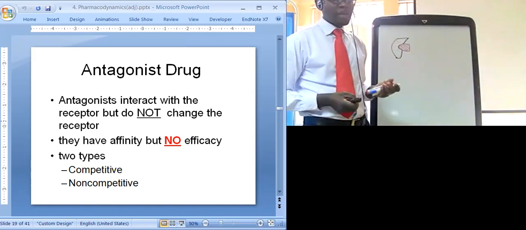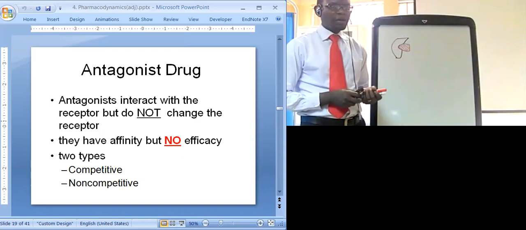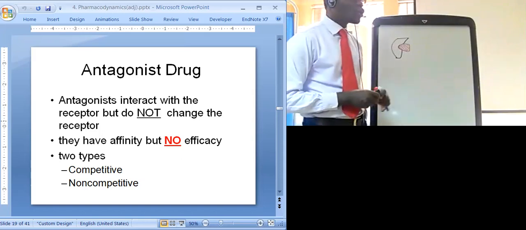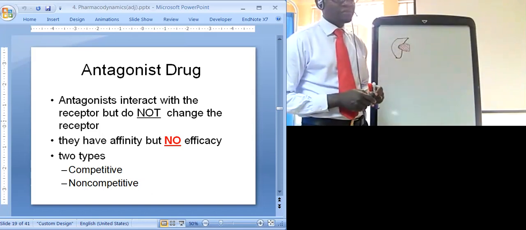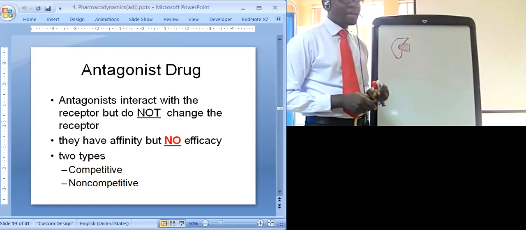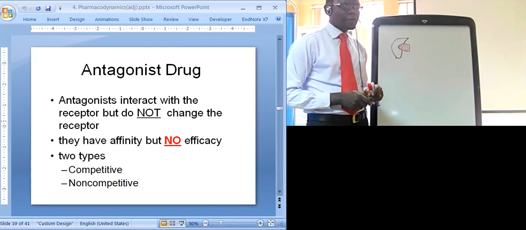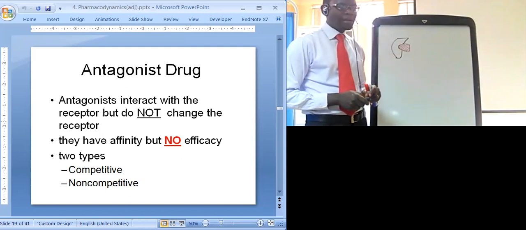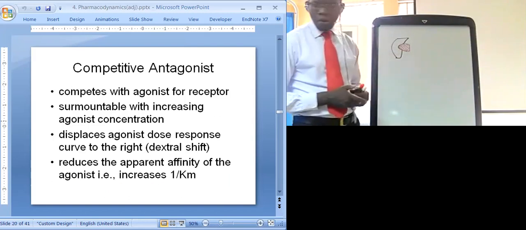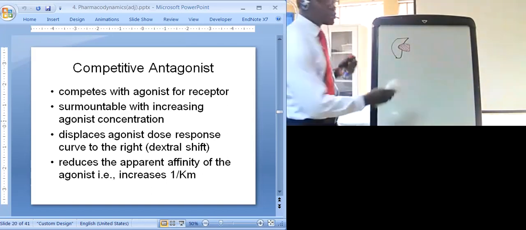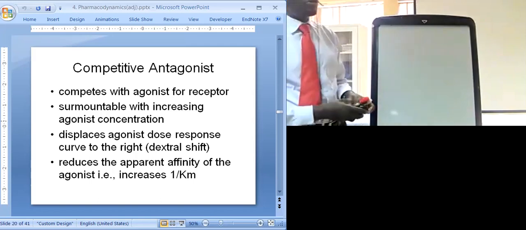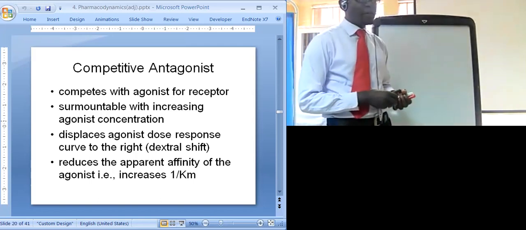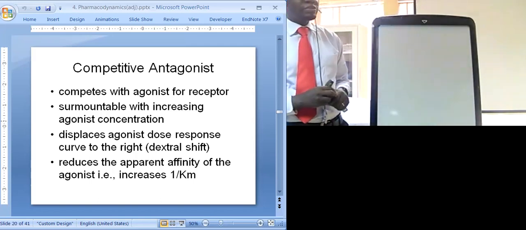There are two types of antagonists. We have competitive and non-competitive antagonists. So what is a competitive antagonist? Just like the word competition, it competes with the agonist for the receptor.